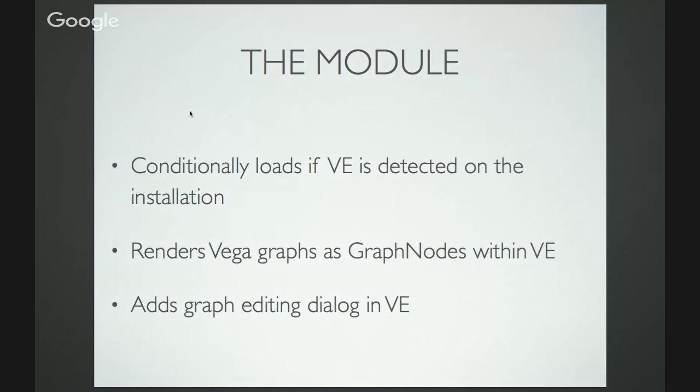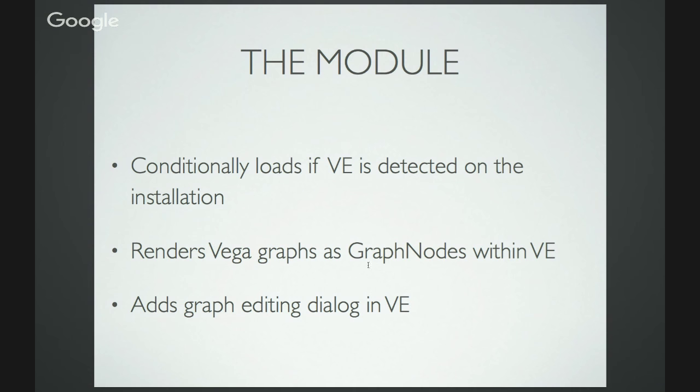So it conditionally loads if VE is detected on your existing installation, so you really have nothing to do. If VE is already installed and Graph is already installed, we'll have the VE support in your browser, and it renders Vega graphs as graph nodes within VE, because graphs were considered alien extension nodes before. So we have this new graph node that displays graphs correctly in the visual editor, and it also adds, which is the big part, a graph editing dialog in VE.